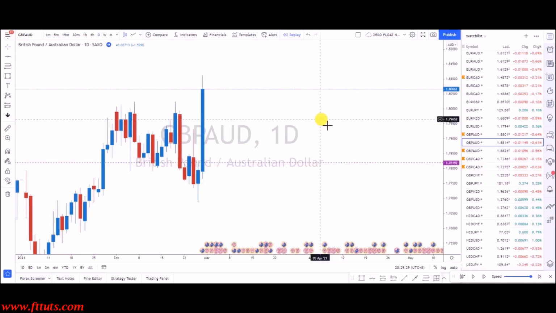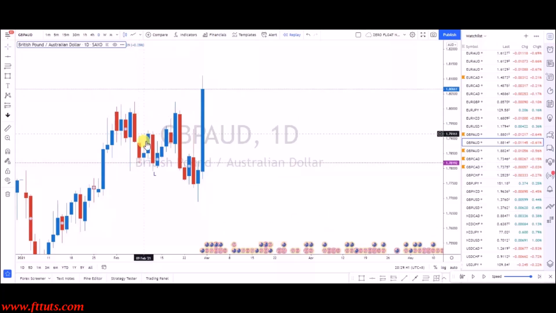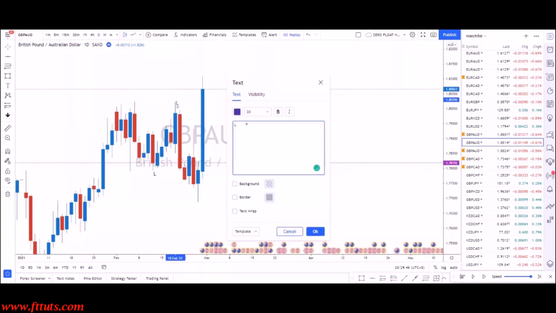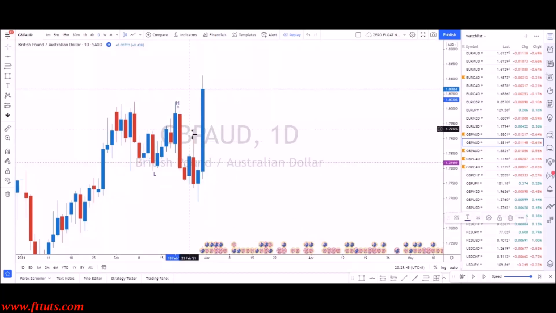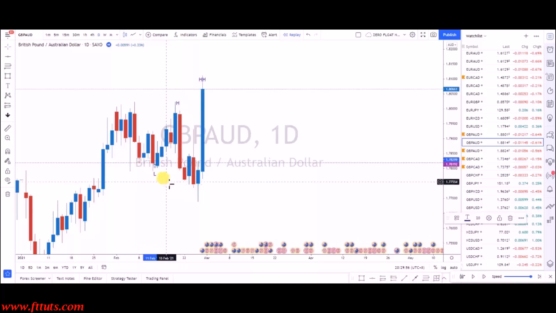Okay guys, so here's another example of the QMR. This time we will look at the buy setup. So here's the structure. Let me mark the structure again. We have this as our low, high, this one as higher high, this one as our lower low.